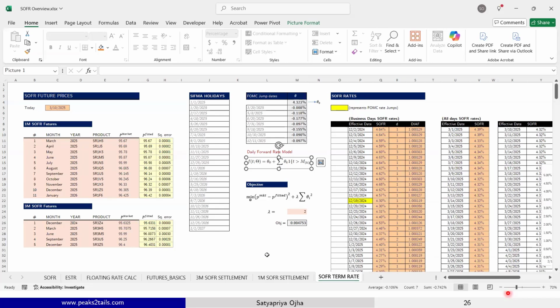So if you have that, then you can easily come up with a yield curve for any two dates. You can do a compounding. You have the forecasted or predicted values of the future daily SOFR rates.